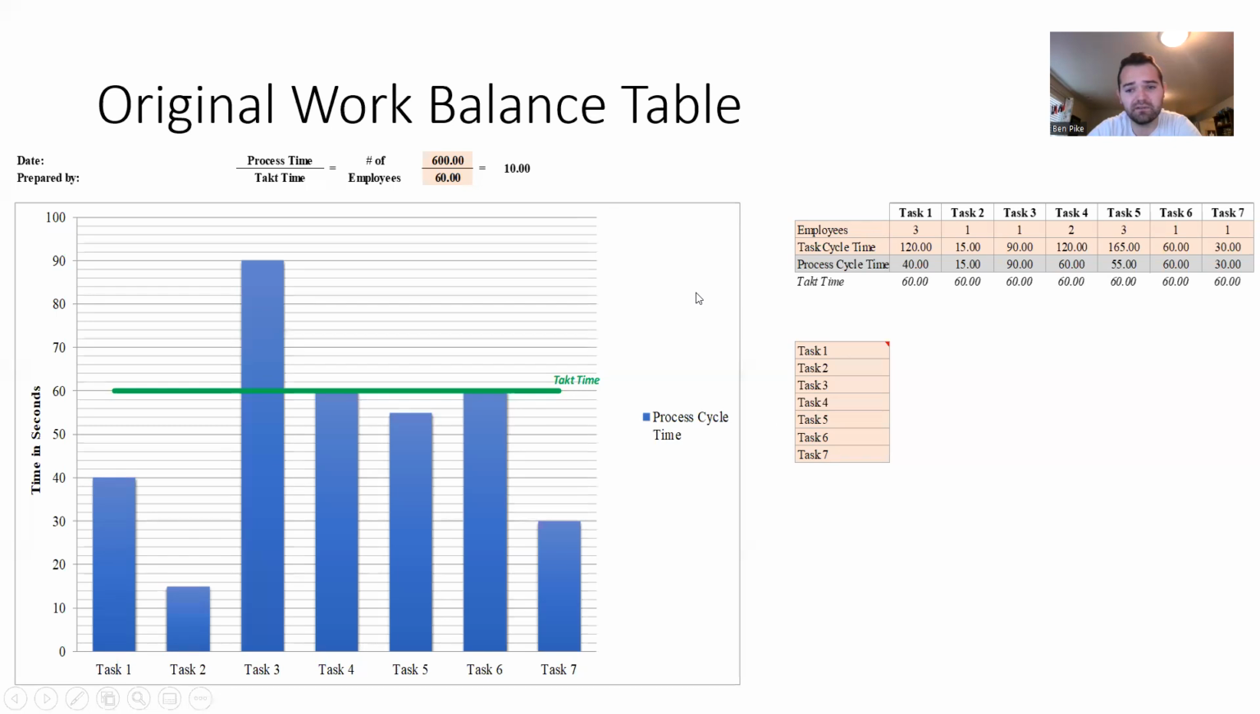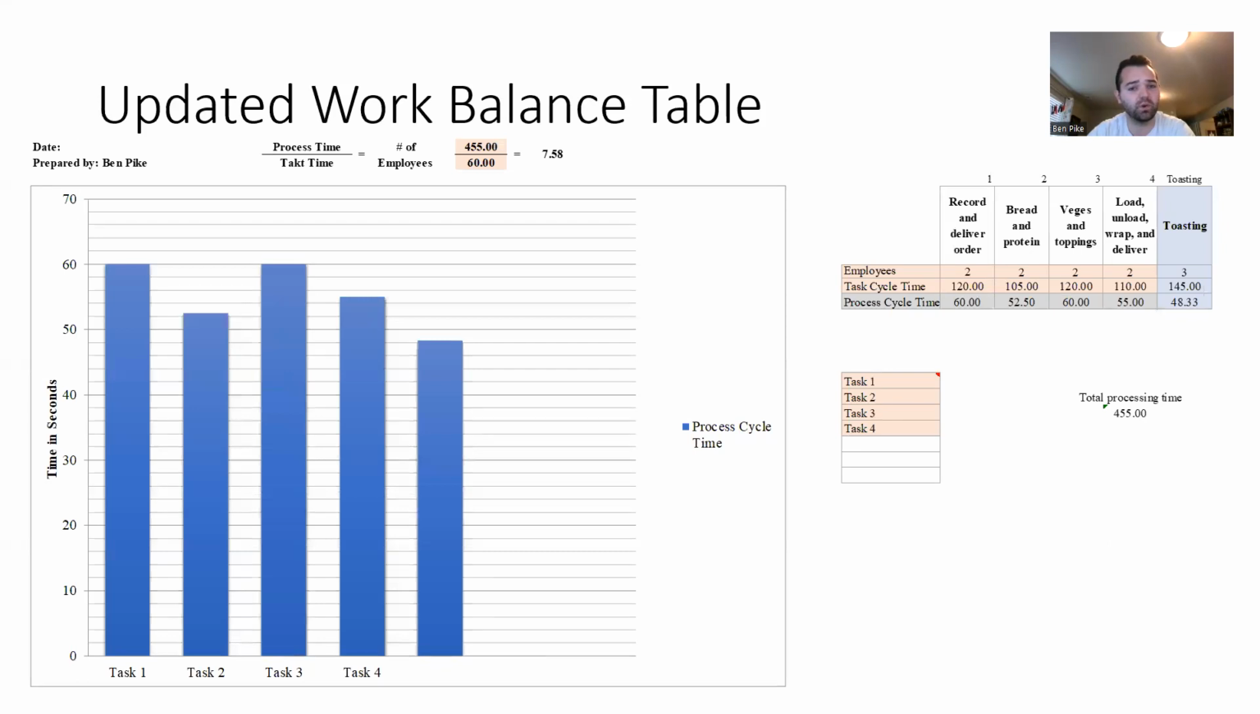And as you can see, we've got a total of 12 employees staffing this. When we take the total manual processing time of 600 divided by the takt time of 60, we should be able to do this process with 10 employees, but we already see that there are inefficiencies and that we can't do this. So what we've done is we've taken this and determined where some of this waste of time, some of these inefficiencies, are.